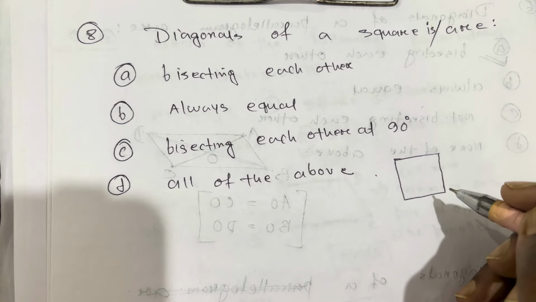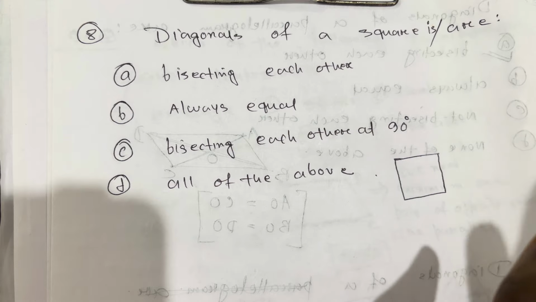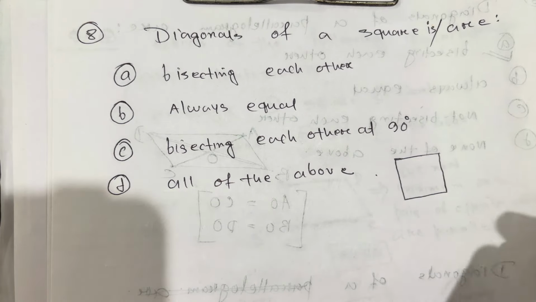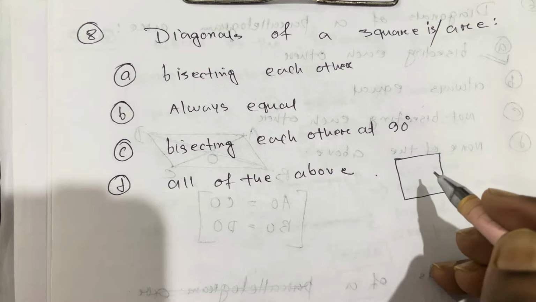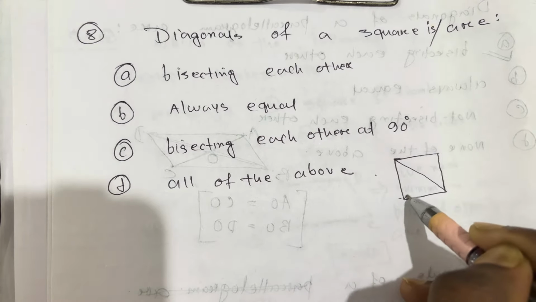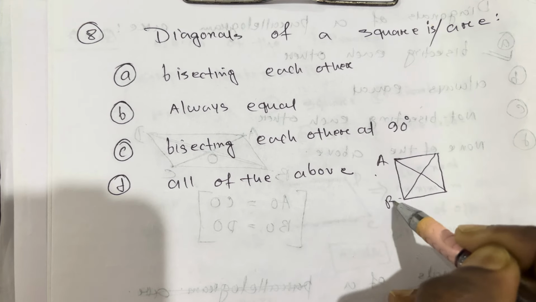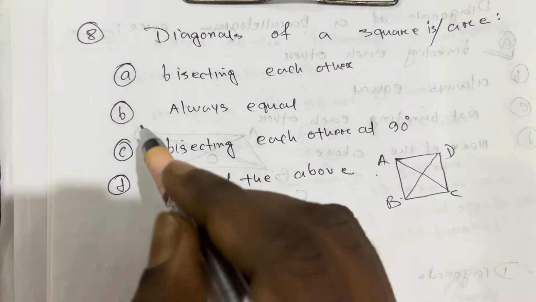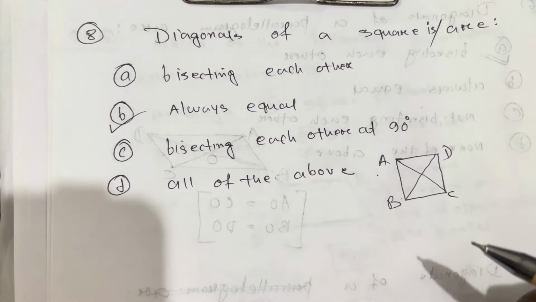So when a parallelogram becomes a square, all the sides are the same and the angles are equal to 90 degrees, right? If you draw the diagonals of this square, you'll get two equal diagonals. So always remember the property of squares: diagonals are equal. So option B is correct.